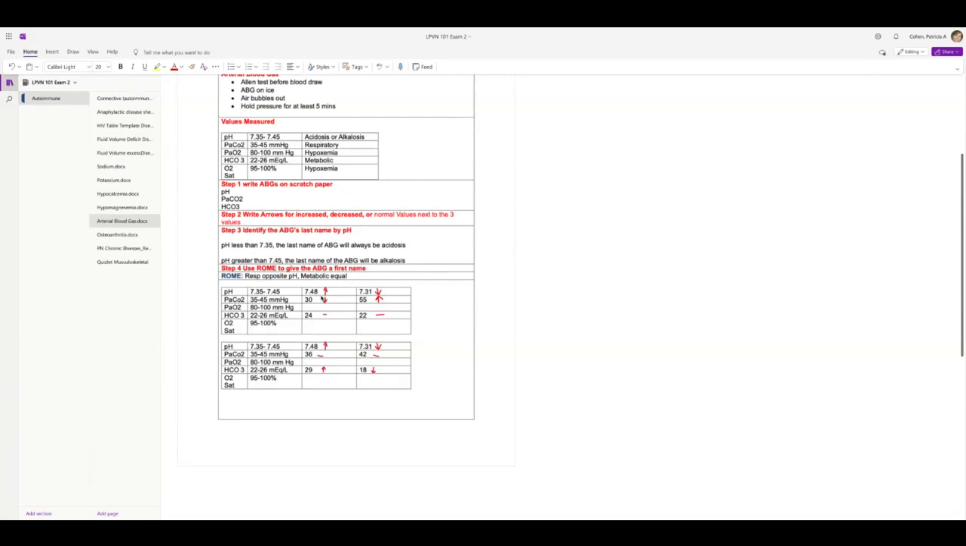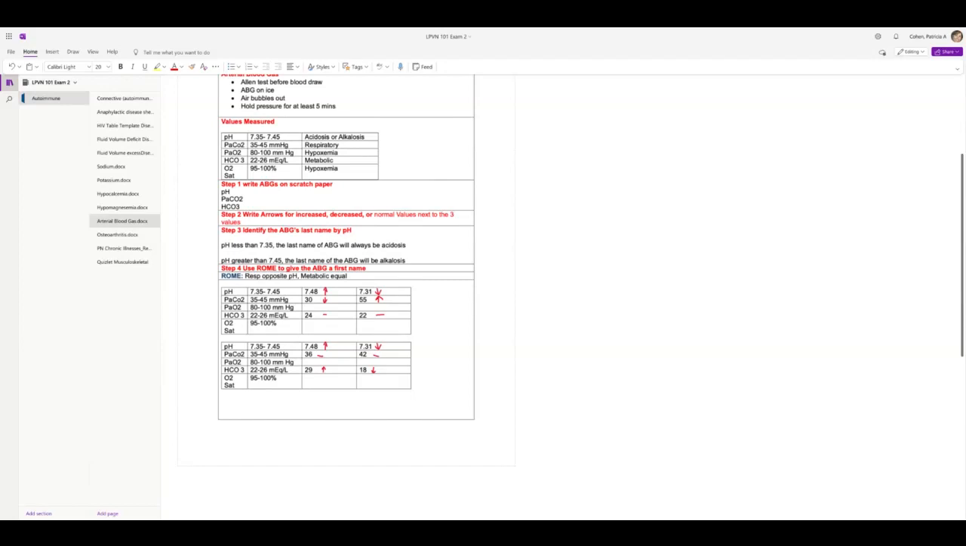So this pH is what? Is it alkalotic or acidotic? It's up, so it's alkalosis. So the last name of this ABG is alkalosis. Okay. If the arrow is going opposite the pH, it's respiratory. If the arrow is going the same as the pH, it's metabolic.